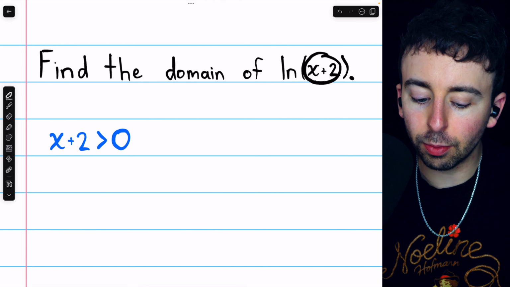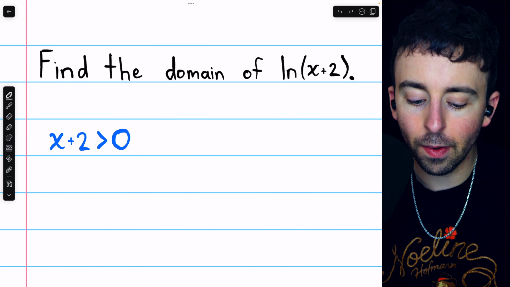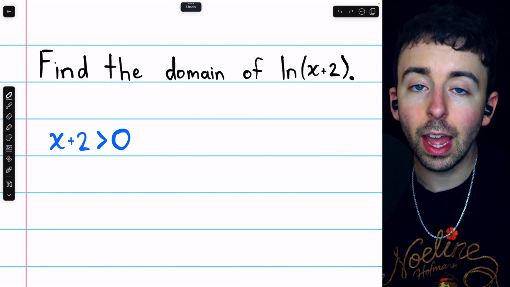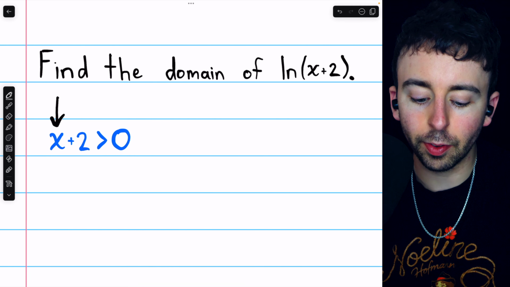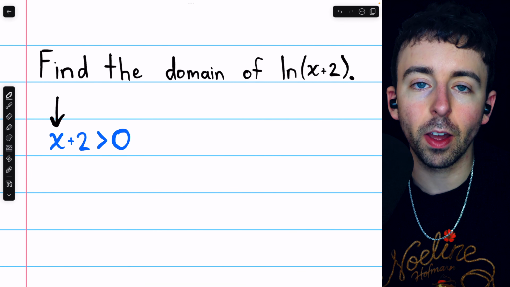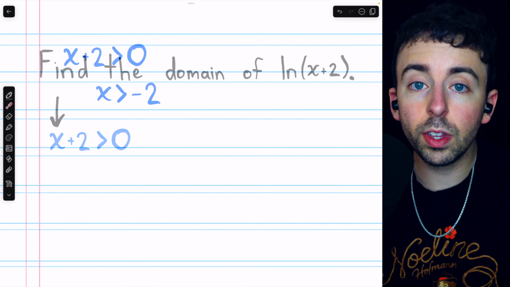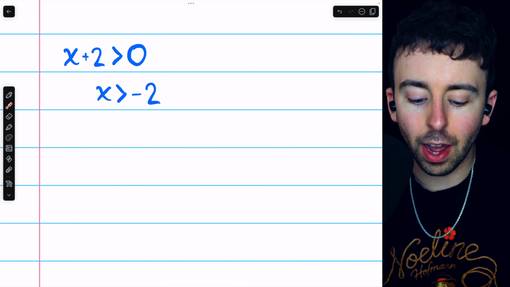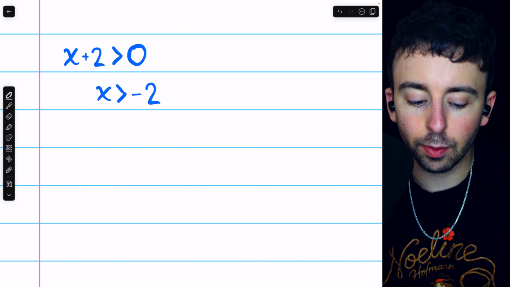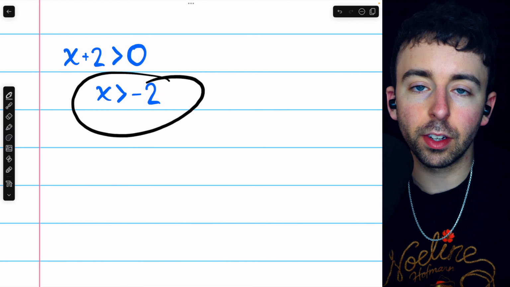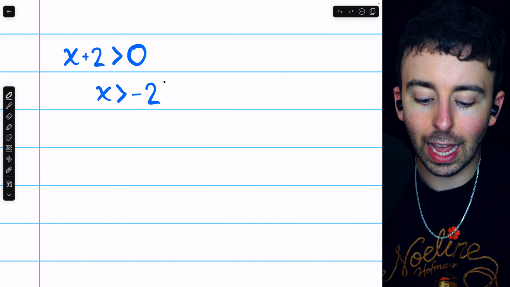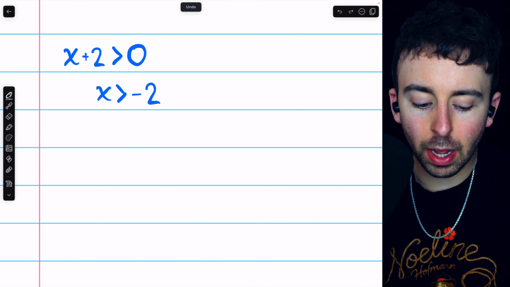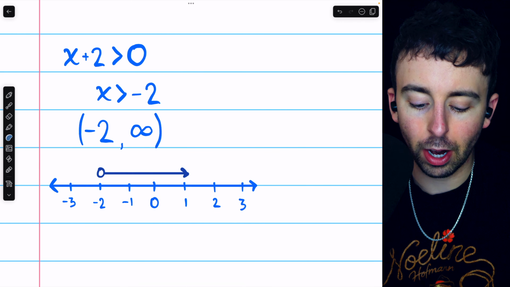So we know that x plus 2, what's in the log function, must be greater than 0. Hence, we can solve this inequality for x to find the restrictions on x, which is the domain. We solve for x simply by subtracting 2 from both sides, and find that x is greater than negative 2. This is a fine way to write the domain. The domain is all x greater than negative 2, but there are also other ways we could express the domain.